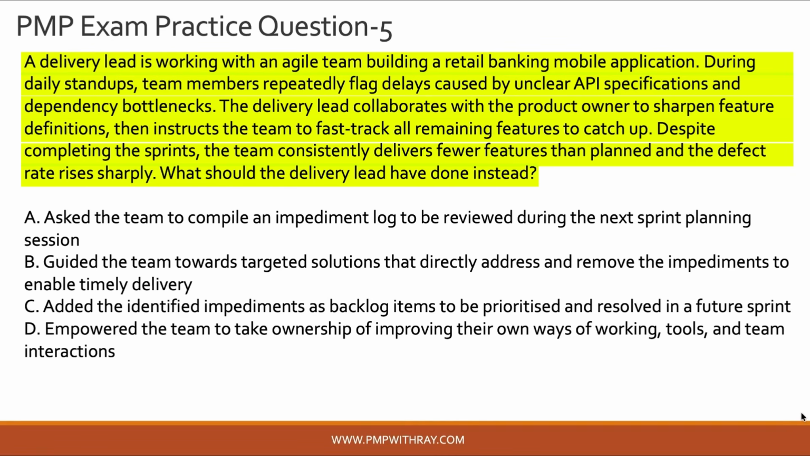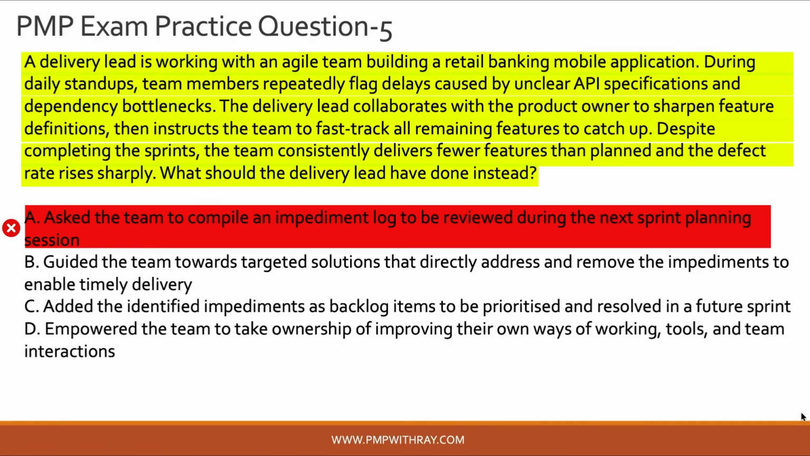So option A says, ask the team to log impediments for the next sprint planning. The team is struggling right now, so deferring impediments to a future planning session while the sprint is actively suffering is not really solving the problem, right? That's postponing a problem. Now the team needs support at this moment in time, okay? Not really a document update. So that is why option A is an incorrect answer choice.